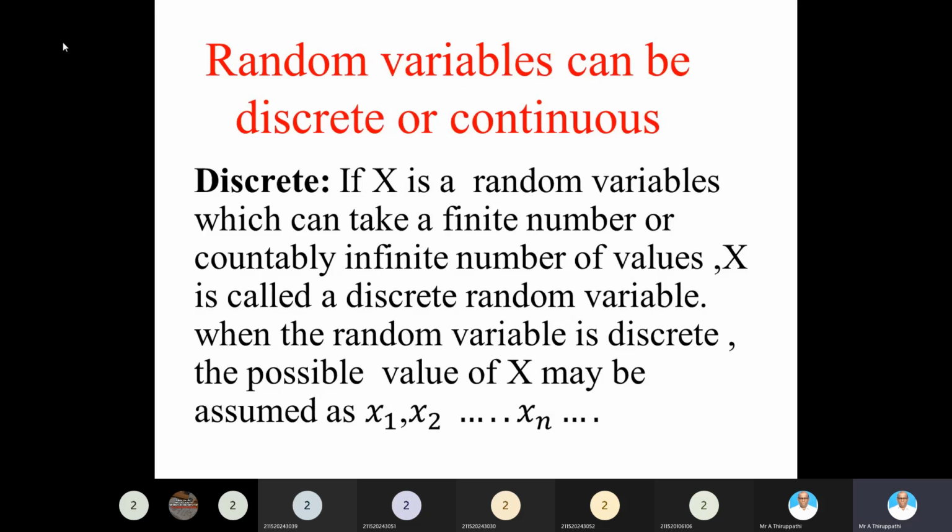Now, random variables are classified into two different types. The first one is the discrete random variable. If x is a random variable which can take a finite number or countably infinite number of values, x is called a discrete random variable. When the random variable is discrete, the possible values of x may be assumed as x1, x2, up to xn.